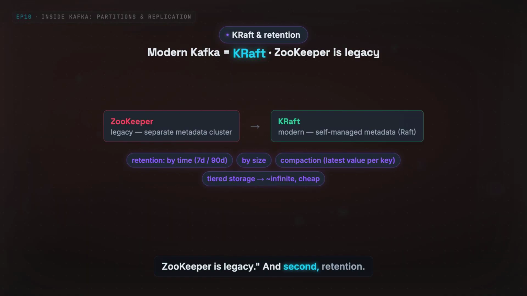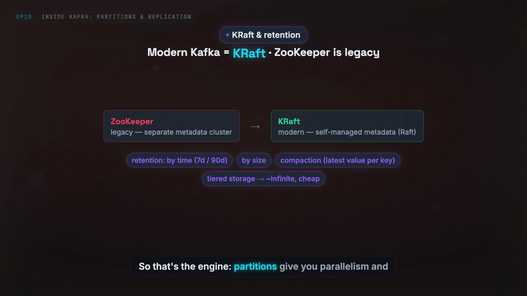And second, retention. Partitions are stored as segment files on disk, and you control how long they stick around. You can retain by time, by size, or use compaction, which keeps only the latest value per key. And with tiered storage, older segments move to cheap object storage, giving you nearly infinite retention for pennies.